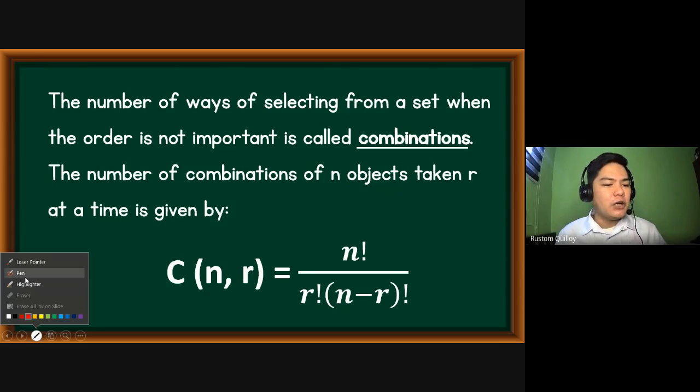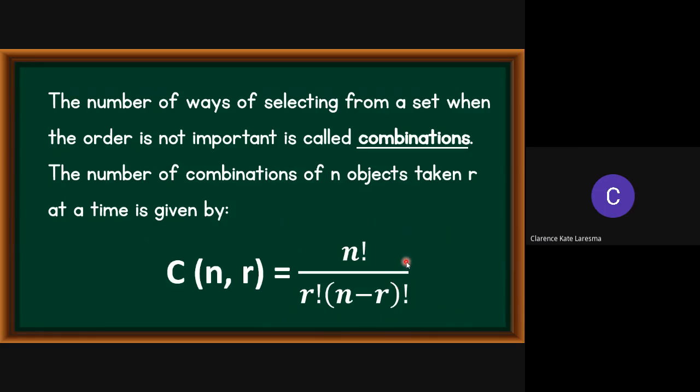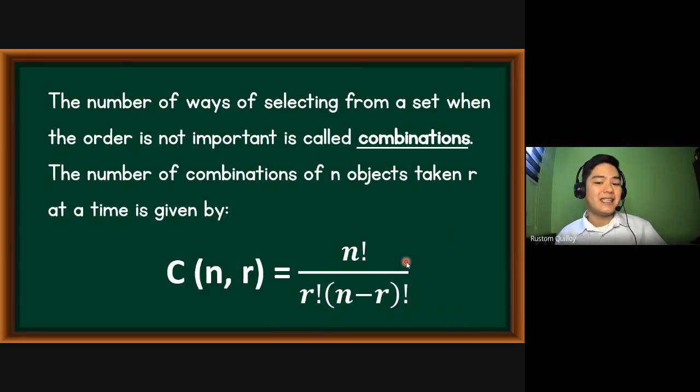Kung inyong mapapansin, ano pong kaibahan niya? Anong kaibahan niya lang dun sa ating formula sa permutation? Meron lang nadagdag ditong isa. Ano yung nadagdag dyan? Dito sa formula ng combination, may nadagdag lang na isa dyan. Clarence, ano po yung nadagdag? Sir, yung r factorial. Yes, nagkaroon po tayo ng r factorial sa ilalim. Kasi sa permutation, ang formula natin is n factorial over quantity n minus r factorial. Sa combination, nagkaroon po ng isa pang r factorial.